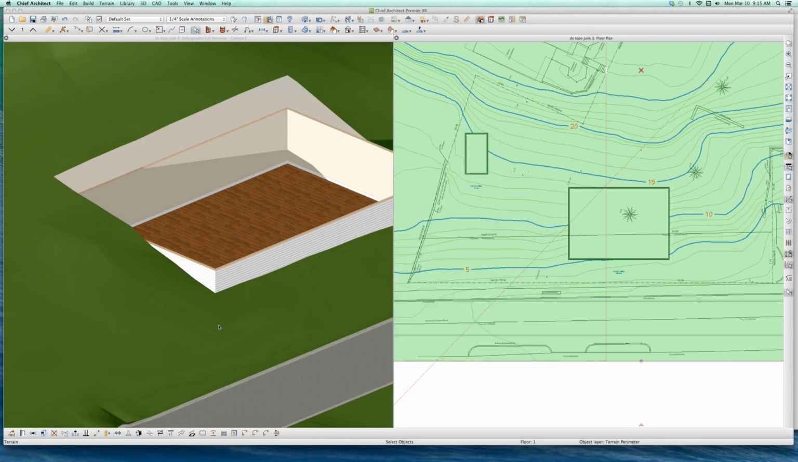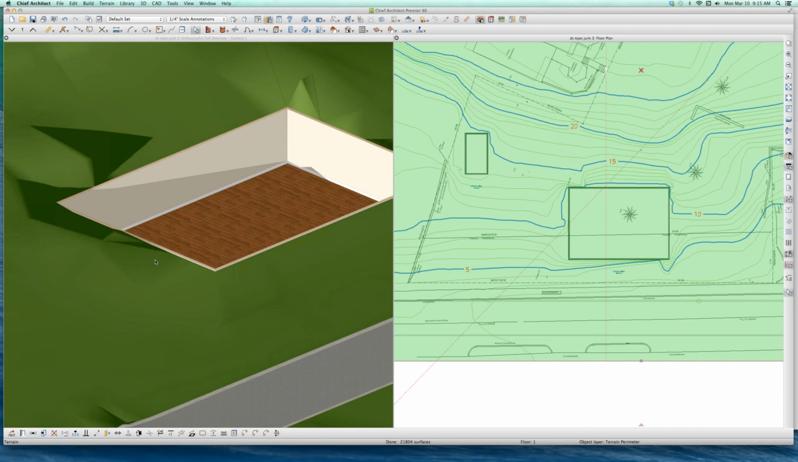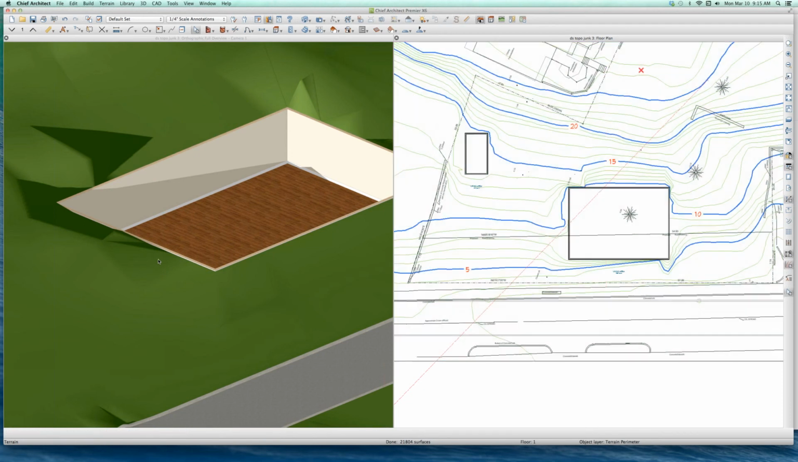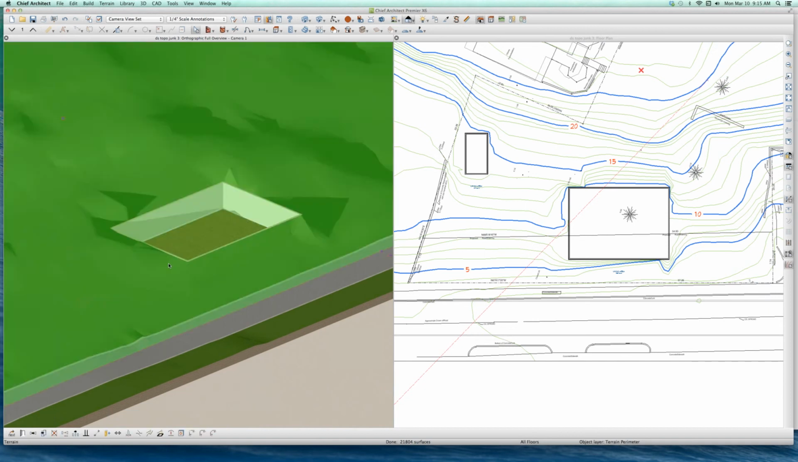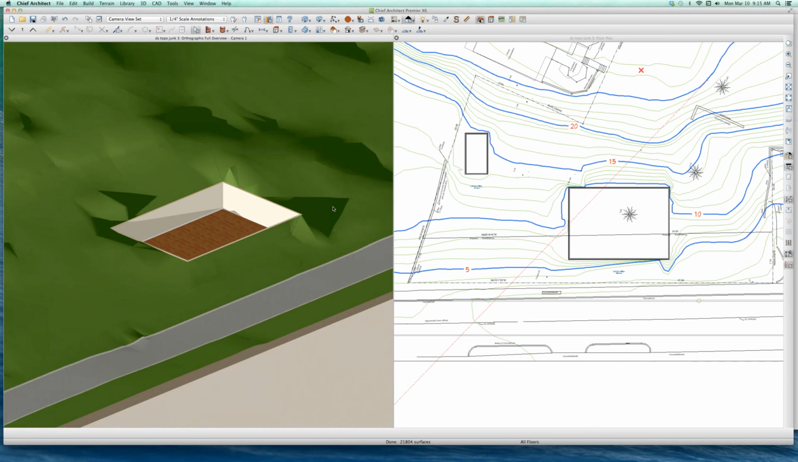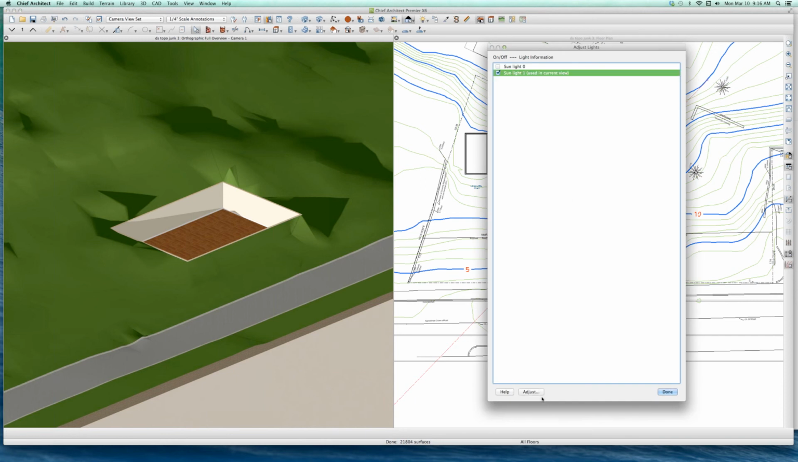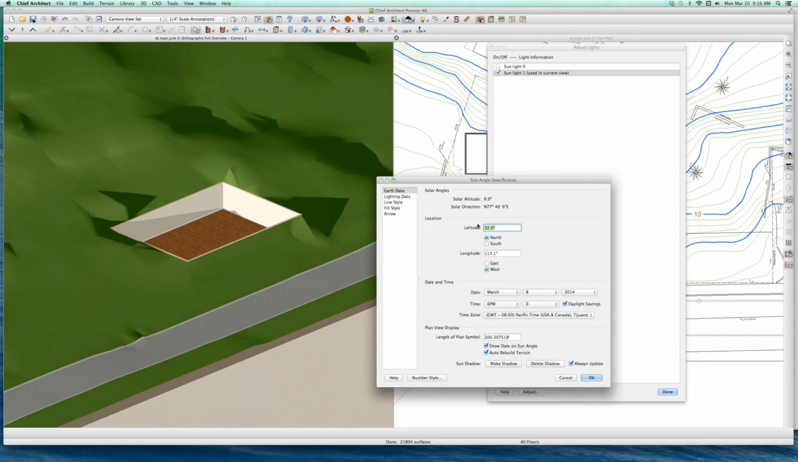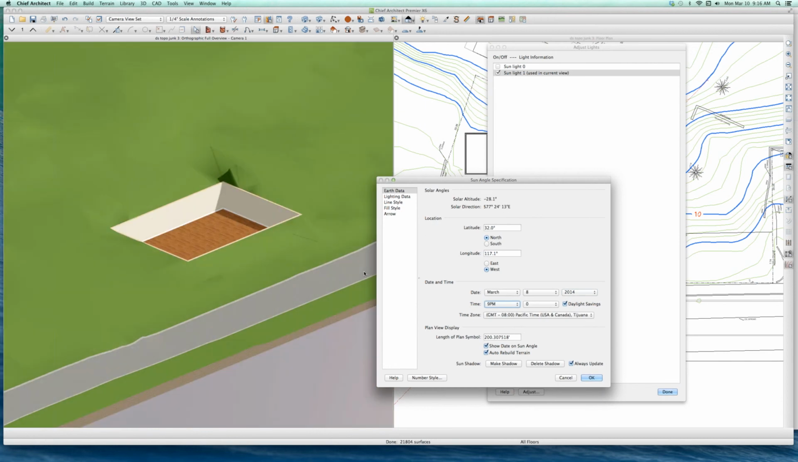Watch this. See, flatten it out. And then you get all sorts of funny stuff. Some of these shadows are a little hard to read, so let's adjust where my sun angle is.